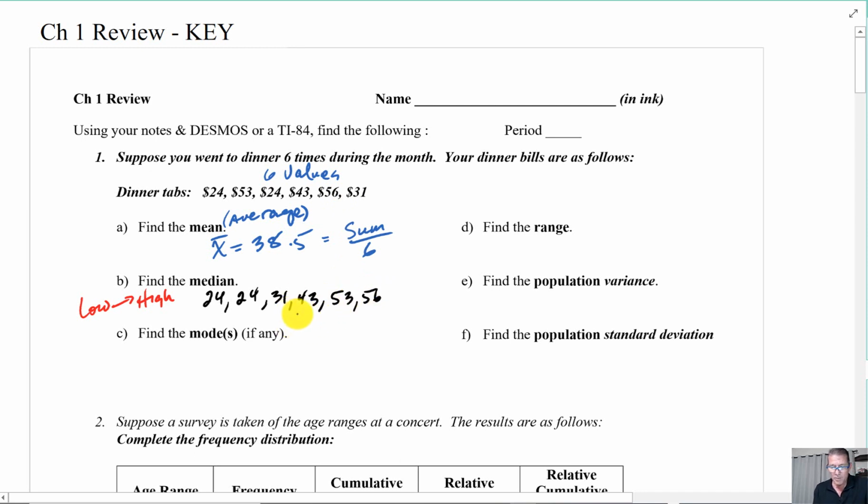Now the one in the middle, let me see, there's 2 middle values, right? Because this is even. So n equals 6. There's 6 values. And because of that, there's 2 middle values. So when you get the median here, you average, if you want to do this by hand. So the median is the average of these two. So 31 plus 43 divided by 2. That's 74 divided by 2. So the median should be 37.